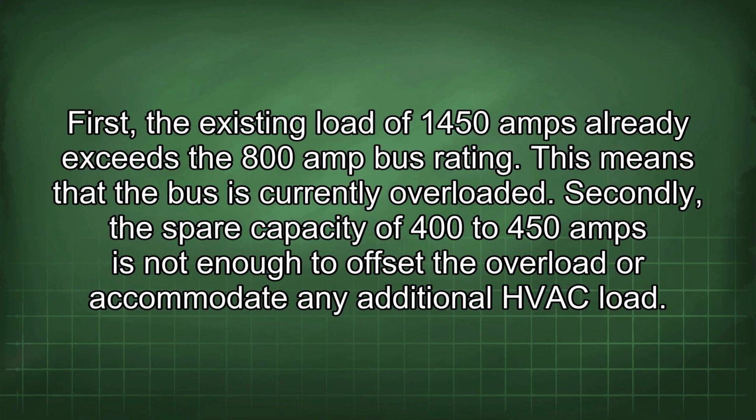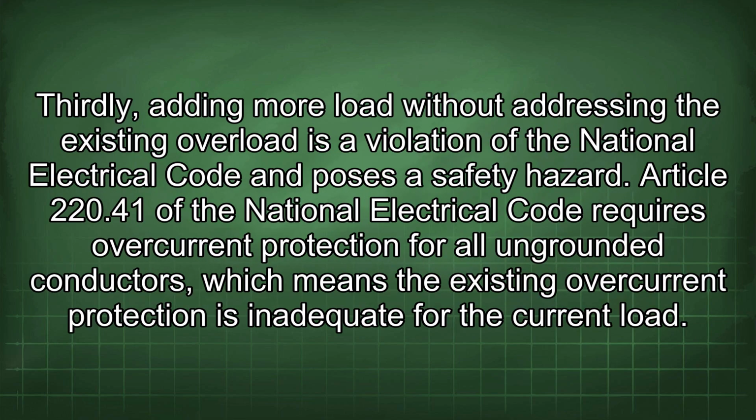Secondly, the spare capacity of 400 to 450 amps is not enough to offset the overload or accommodate any additional HVAC load. Thirdly, adding more load without addressing the existing overload is a violation of the National Electrical Code and poses a safety hazard. Article 220.41 of the National Electrical Code requires overcurrent protection for all ungrounded conductors, which means the existing overcurrent protection is inadequate for the current load.